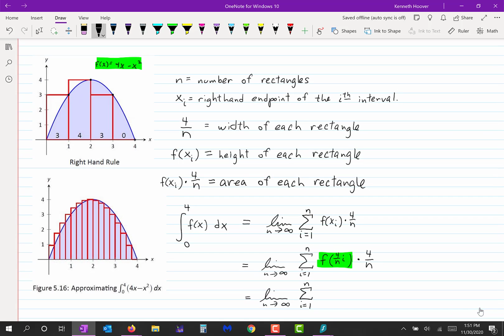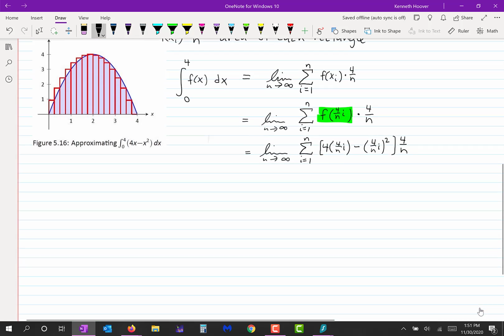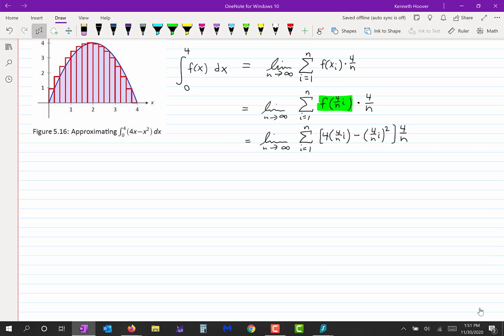We're going to get 4 times 4 over n times i, minus 4 over n times i squared, right? And then that is being multiplied times 4 over n. Okay, let's work that out. Like I said, this is all just going to be a whole bunch of algebra, that's all. So let's work that out.